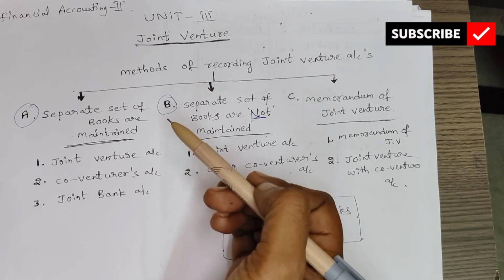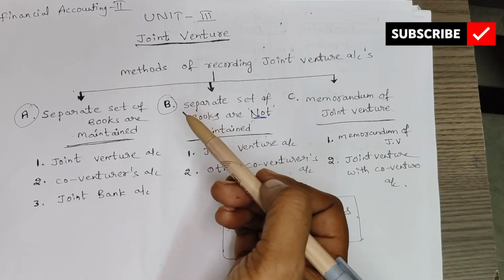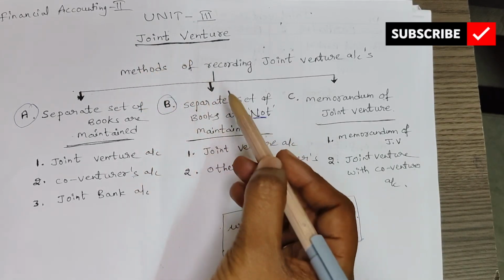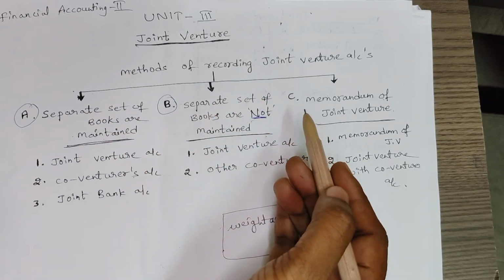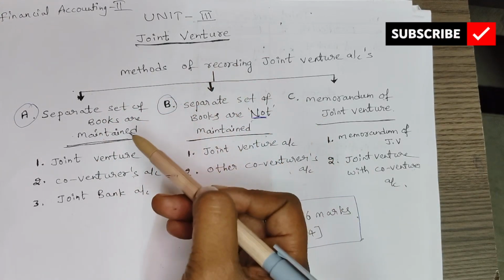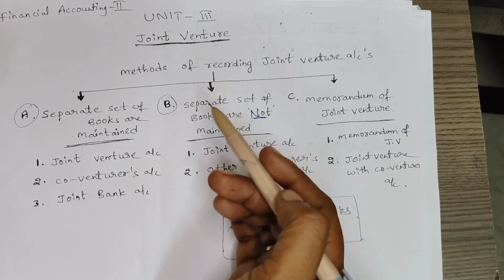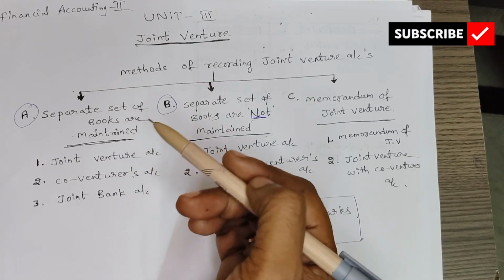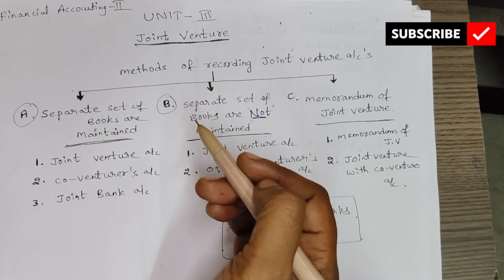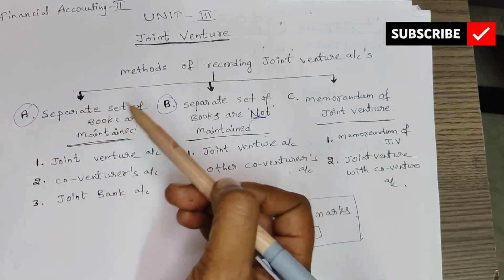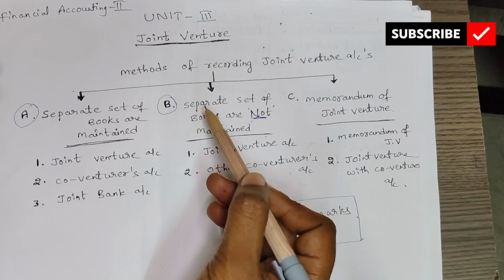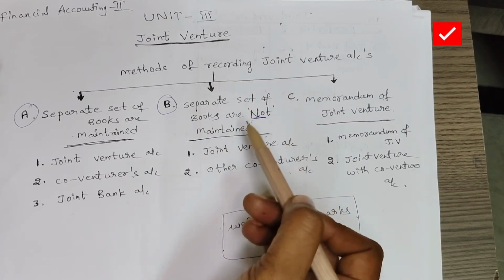In the last video, we discussed important methods under joint venture. Under joint venture, there are three methods. Out of the three methods, two methods are very important. These two methods are the most repeating methods in the final examination, so we need to practice them. What are those two methods? When separate set of books are maintained, and when separate set of books are not maintained.